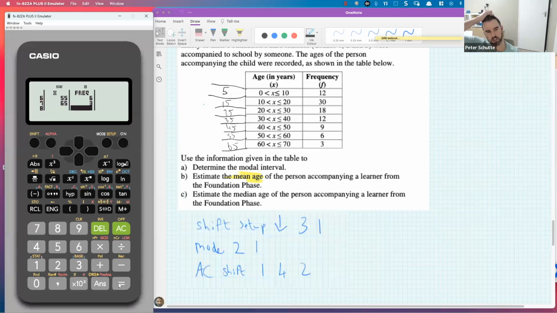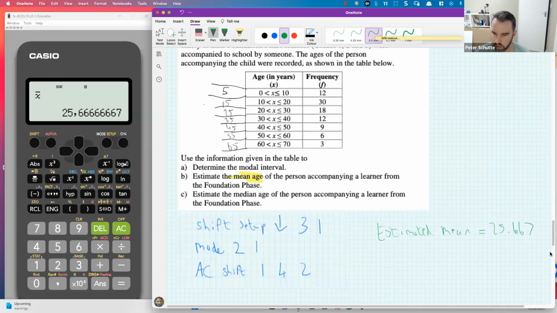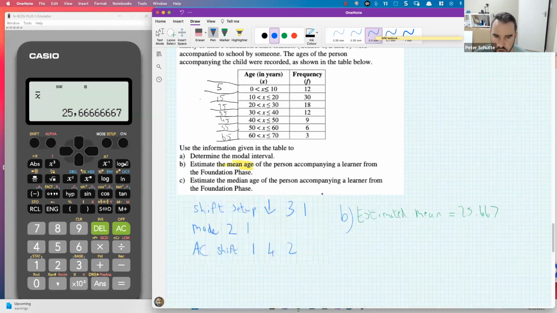I want to see if you can get the last step by yourself and then tell me what your estimated mean is for this particular data set. So I'm going to get AC to clear it. Then I go shift 1, 4, 2. And I get an estimated mean of 25.667, or 25.67 if I was rounding it off. So that would be the answer to question B for this grouped data question.